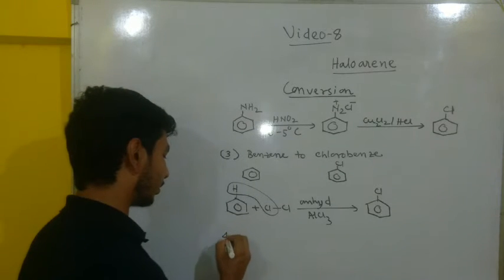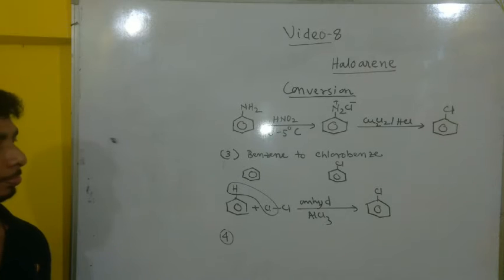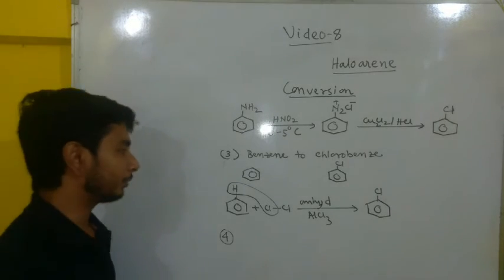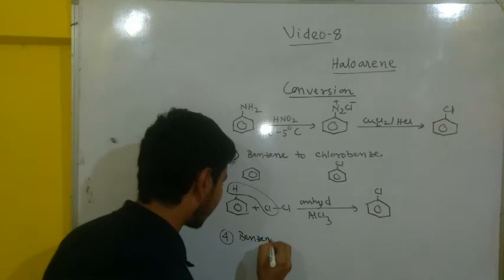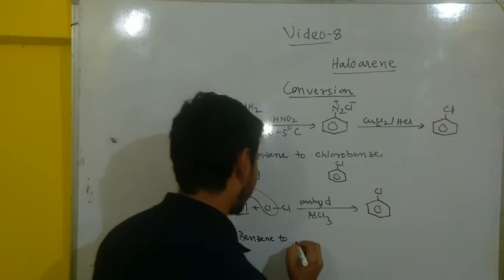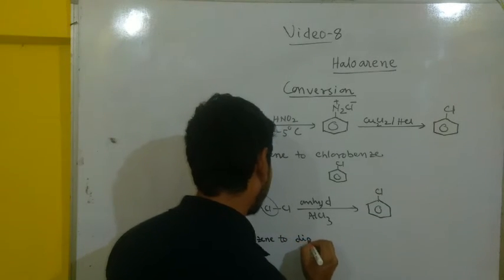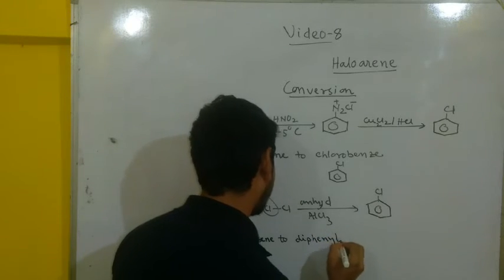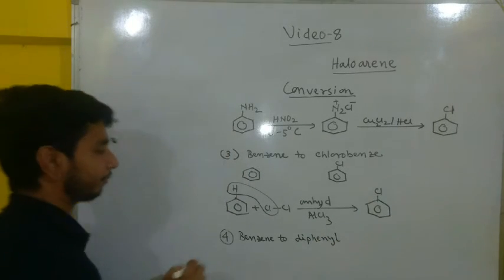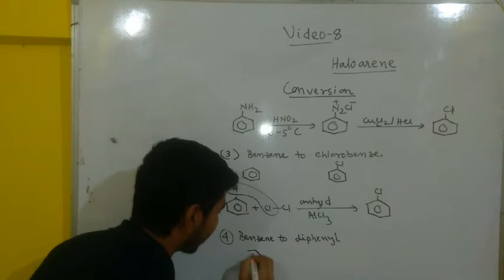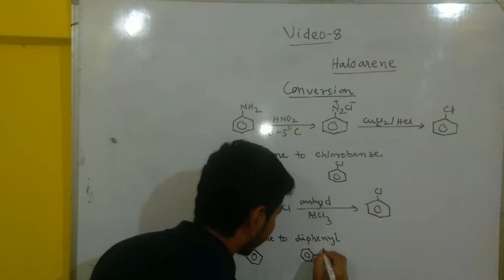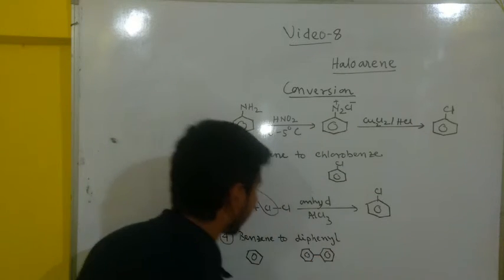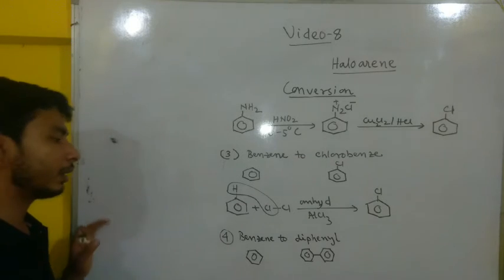Next, number 4. Benzene to diphenyl. This is benzene, and this is diphenyl. How can we convert benzene to diphenyl?